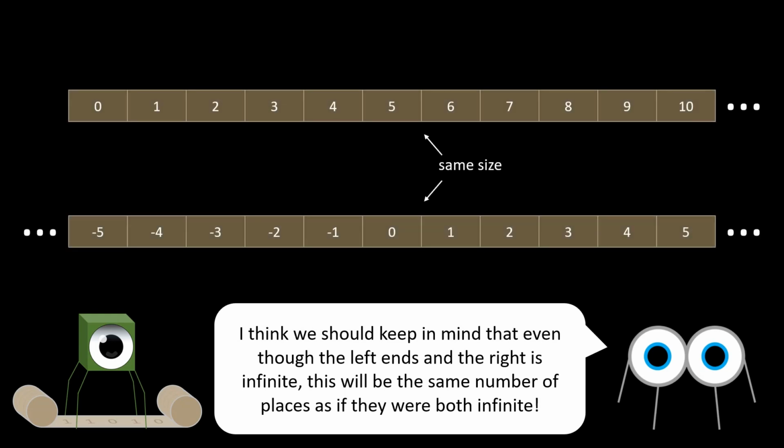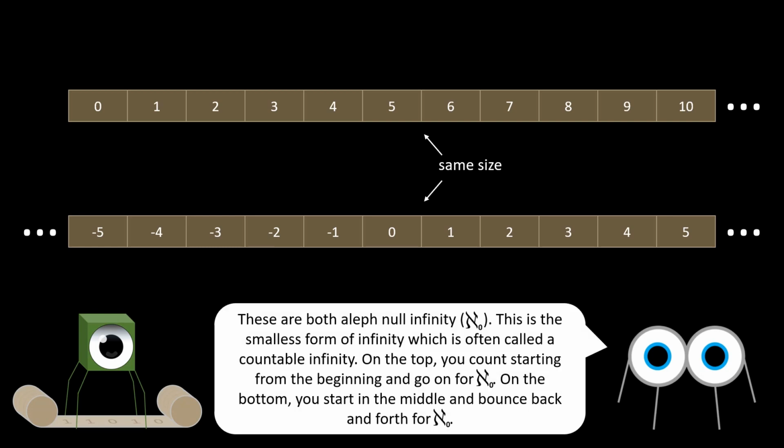I think we should keep in mind that even though the left ends and the right is infinite, this will be the same number of places as if they were both infinite. These are both all of aleph-null. This is the smallest form of infinity, which is often called a countable infinity. On the top, you count starting from the beginning and go for all of aleph-null. On the bottom, you start in the middle and bounce back and forth for all of aleph-null.